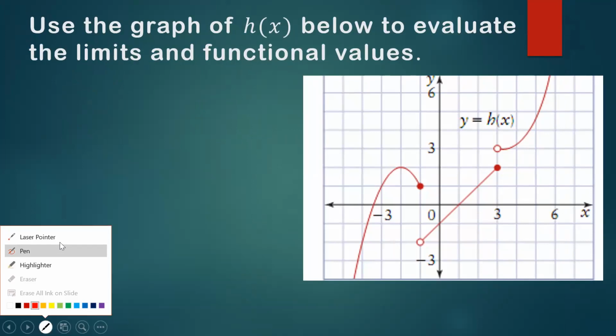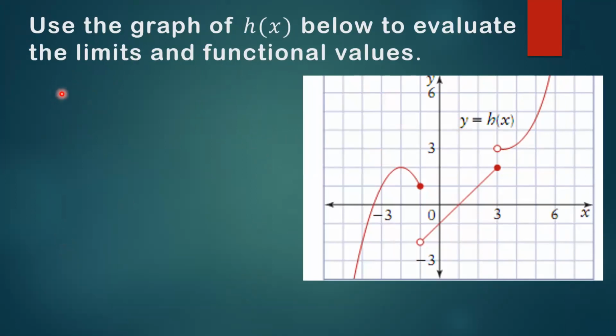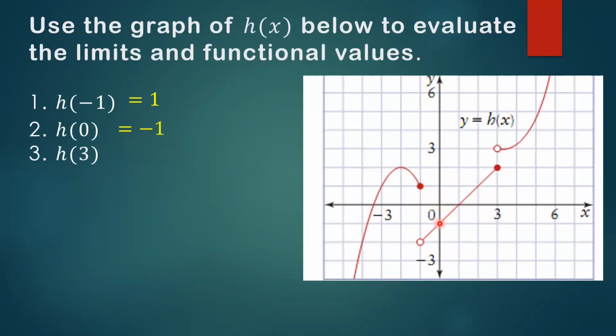Let's use the graph of h of x below to evaluate the limits and functional values. So we have h of -1. For h of -1, we will be looking for a solid point since this is a functional value. So -1 is right here, and its corresponding functional value is equal to +1. What about h of 0? That is at the origin, and the corresponding y is -1 below. And then for h of +3, we have this solid point again, and that will be +2.